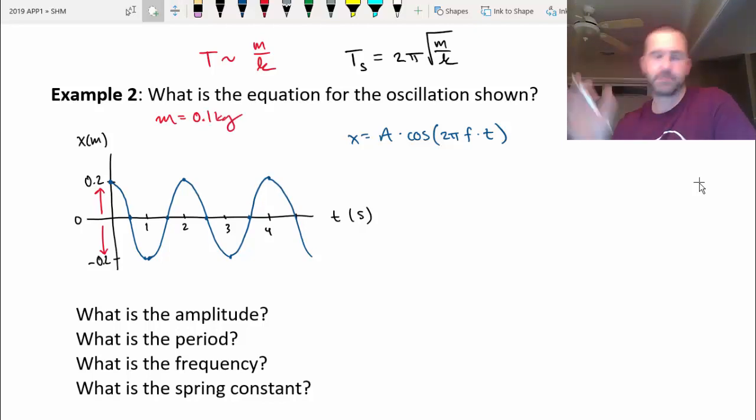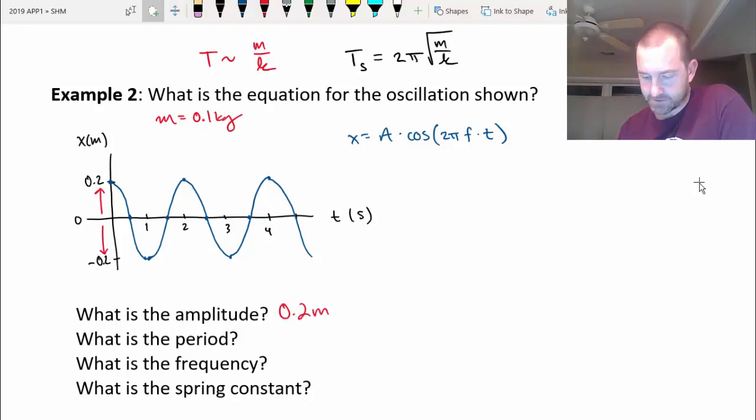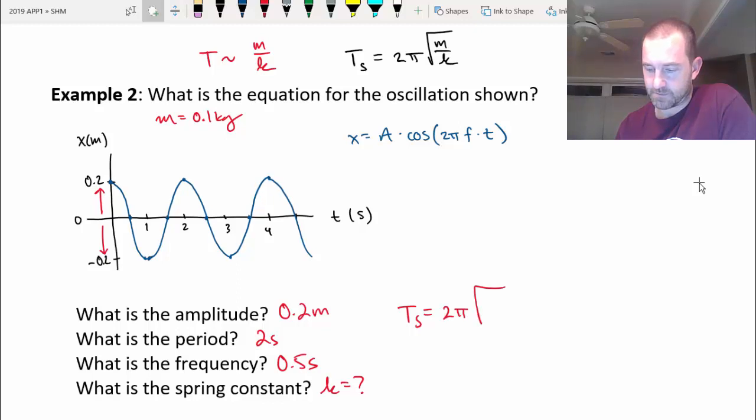We release it, it bounces back and forth. It still has an amplitude of 0.2 meters. It still has a period of 2 seconds, still has a frequency of 0.5 hertz, but now we want to figure out what that spring constant k is. So let's go ahead and use that period equation that we have. So we can put in 2 seconds equals 2 pi times the square root of 0.1 over k.